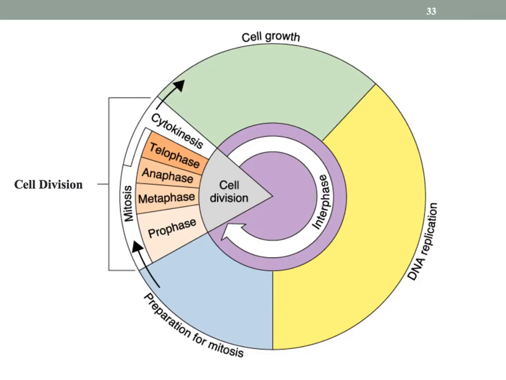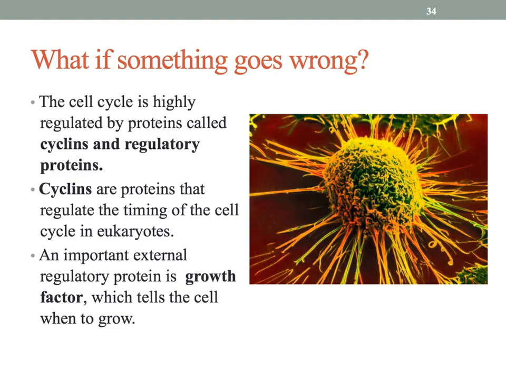And both mitosis and cytokinesis are the two phases that make up the cell division piece when the cell is actually going to divide. So in the last video we talked about regulatory proteins, basically timing the process of when the cell divides. We talked about growth factor, external proteins that are telling the cell that it's time to grow. And then cyclins regulate the timing of the cell.